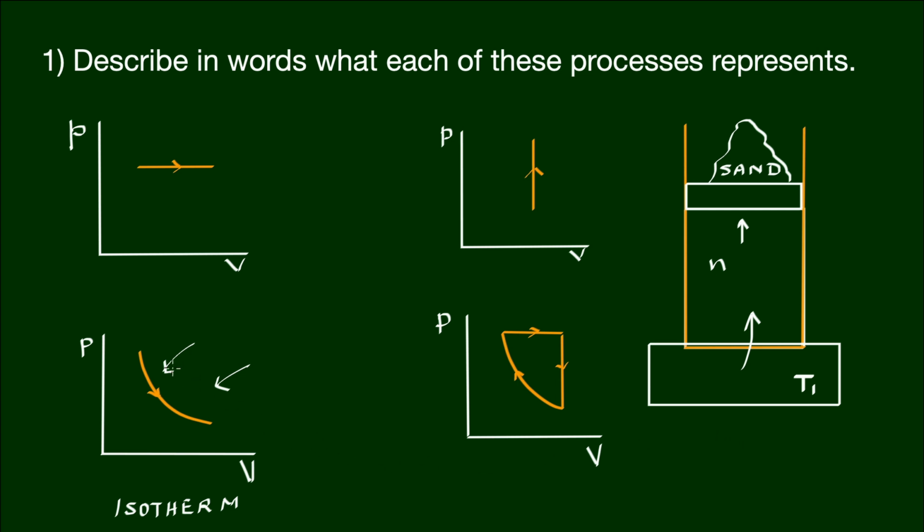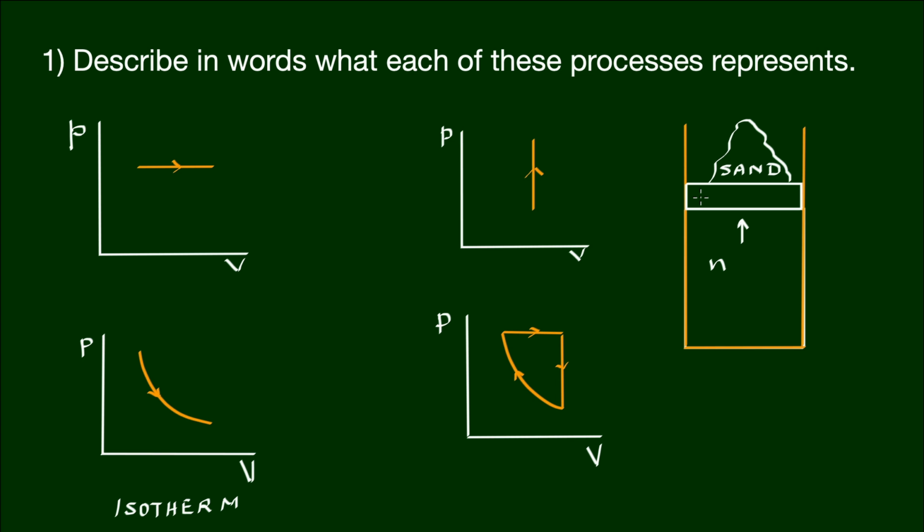So, during this isothermal expansion, the gas is doing work and heat is flowing into the gas. Let's look at the first process. You can see here that the volume is increasing at constant pressure. So this is called an isobaric process, a constant pressure process. In fact, this is an isobaric expansion since the volume is increasing.